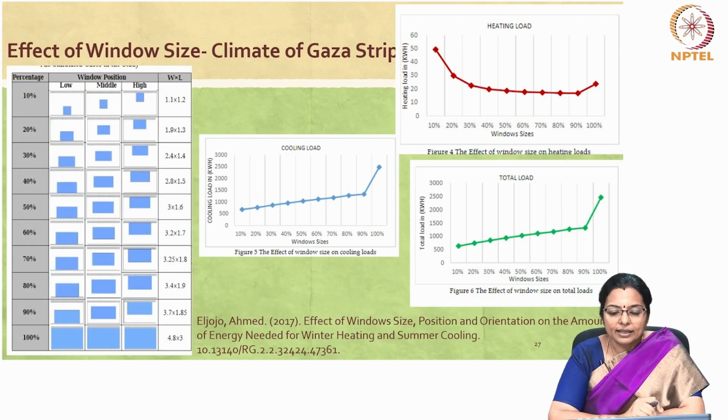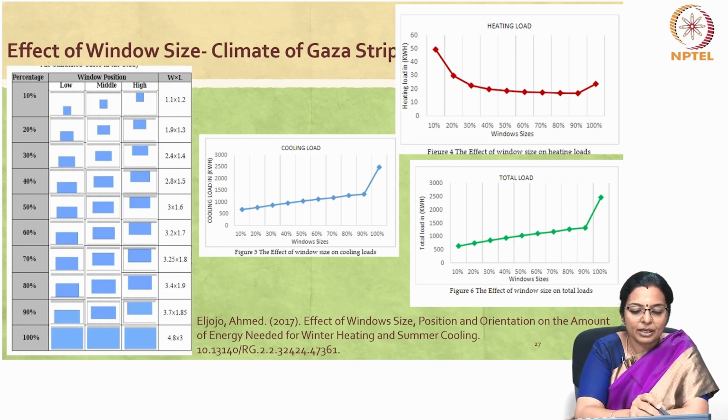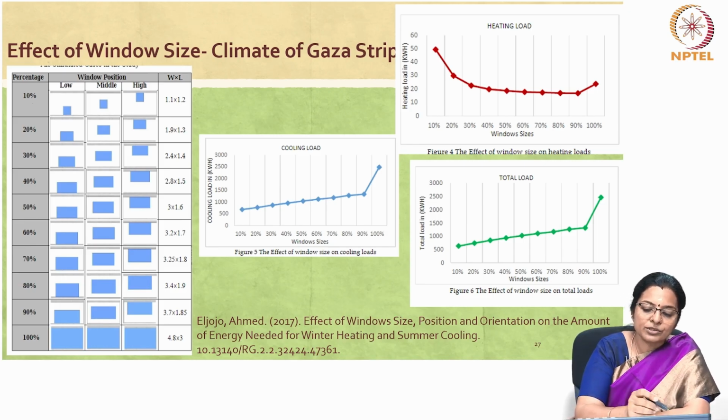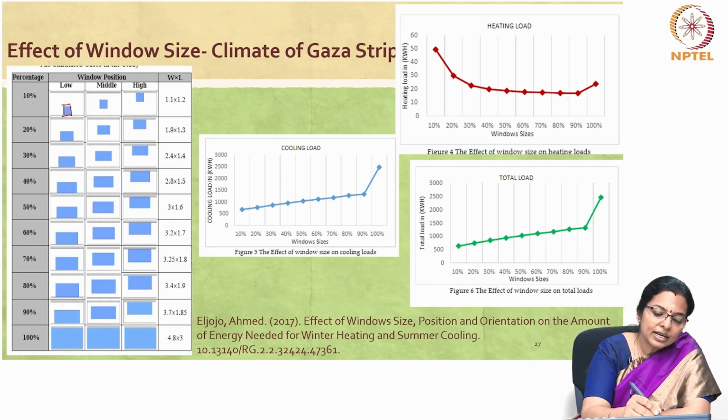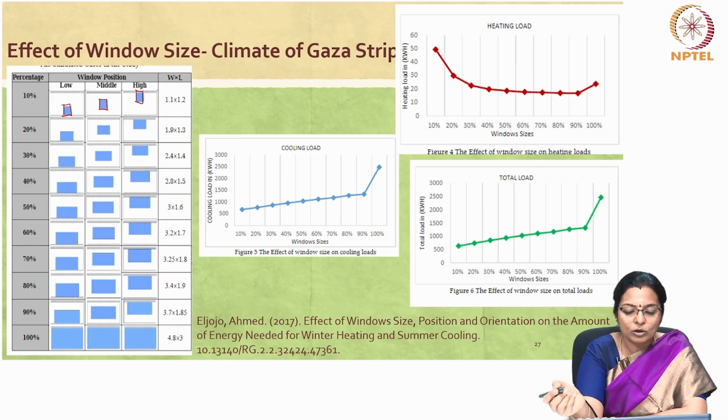A study was conducted using Ecotect on the impact of window size and position on the heating and cooling load in an air-conditioned building in the Gaza Strip. And this is what the studies showed. What they had done was, they had taken different percentages of window to wall ratio and positioned it in three different locations. One was a low position, one was a middle position, one was a high position.